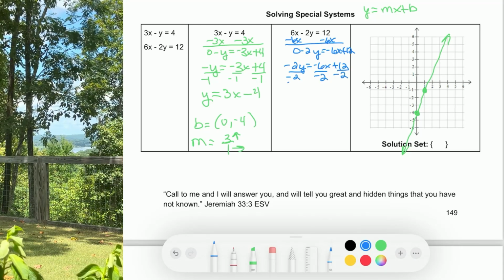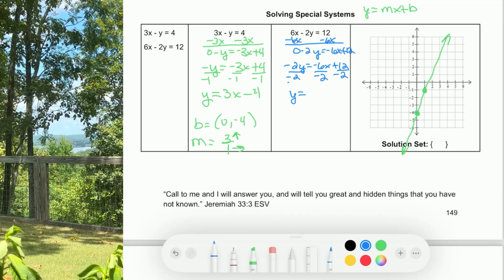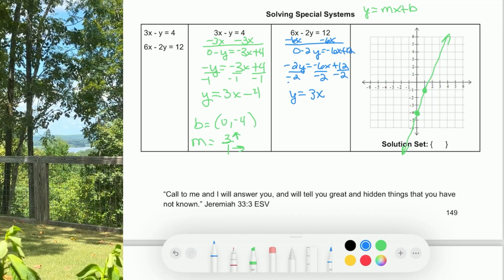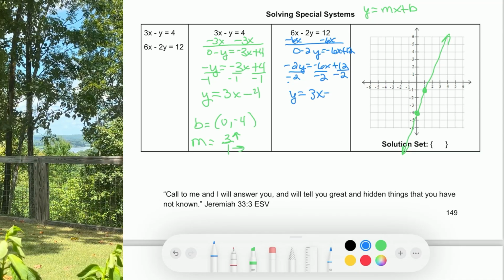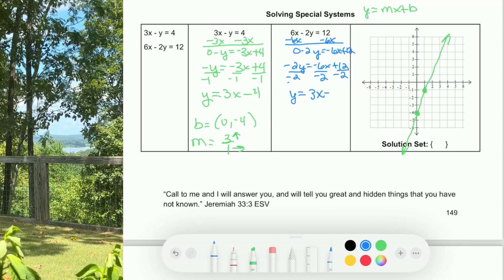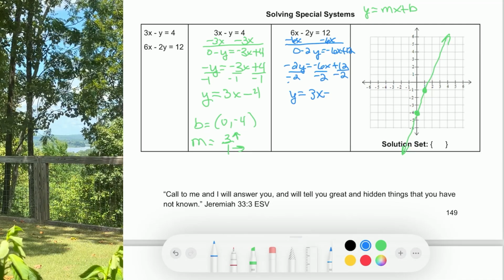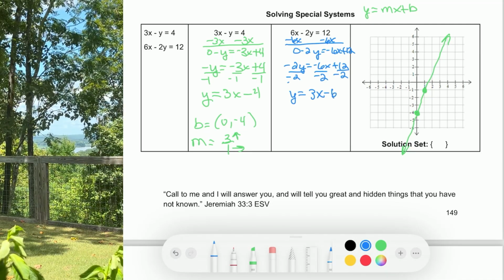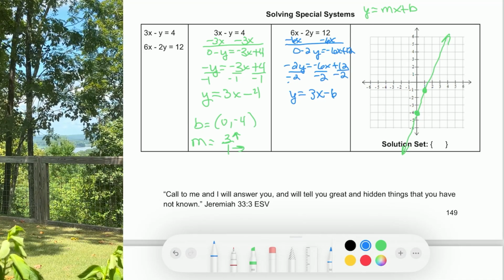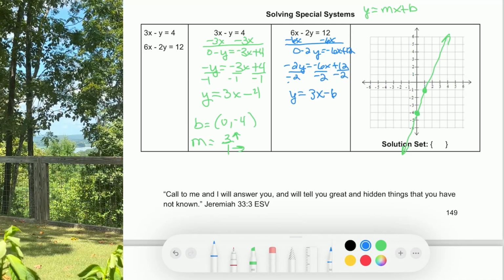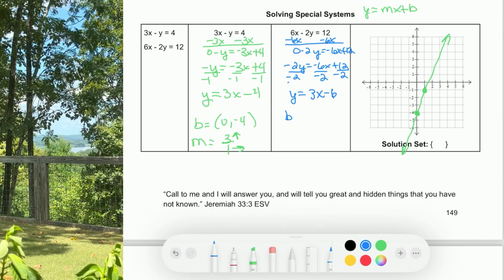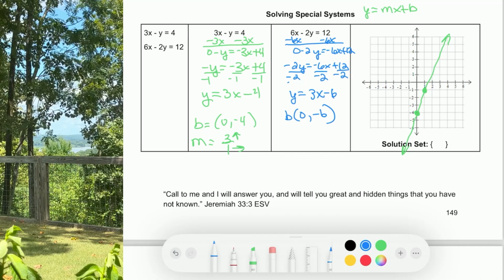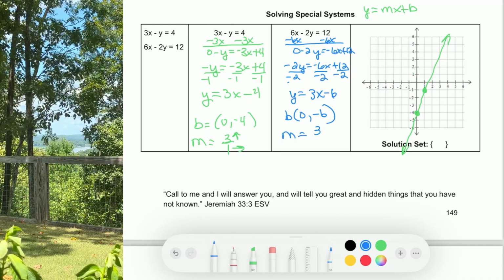I get y equals negative 6 divided by negative 2 is a positive 3x. 12 divided by negative 2 is a negative 6. All right, so my slope, or excuse me, my y-intercept on this one is going to be 0, comma, negative 6. And then my slope is 3 over 1.